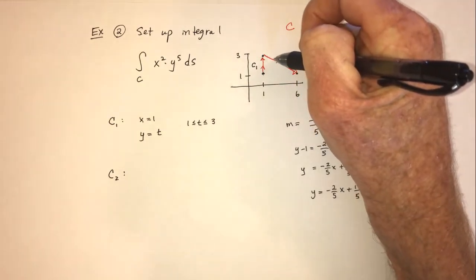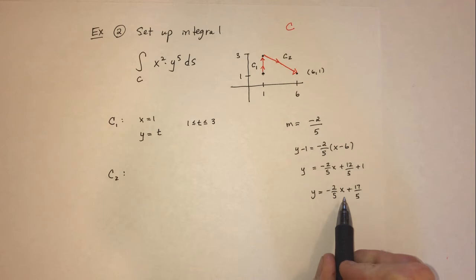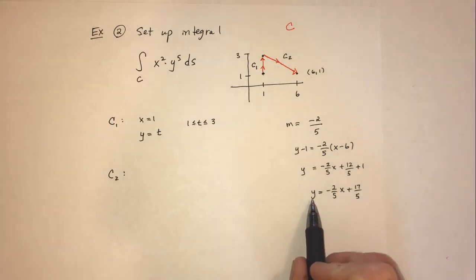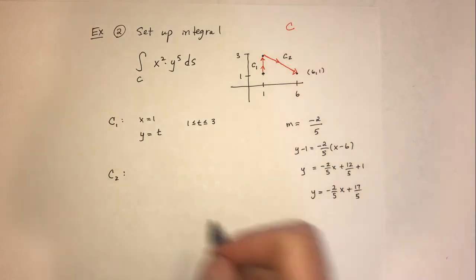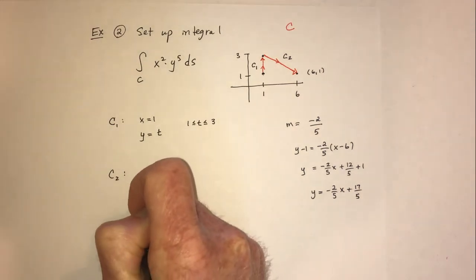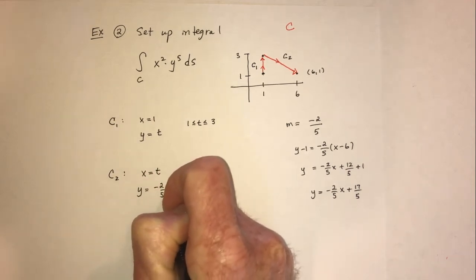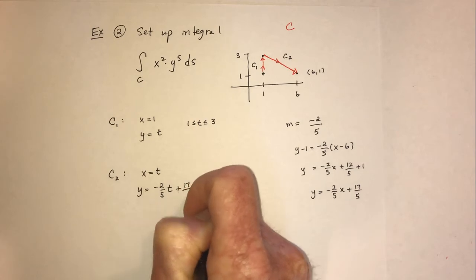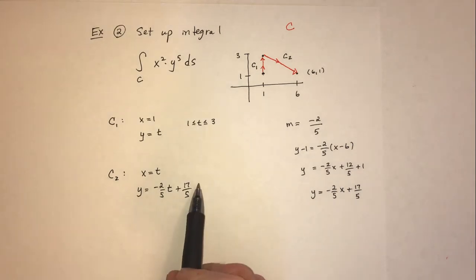So to make this line right here, what I could do is just say, let x equal t, and then y will equal this times t plus 17 over 5. So let x equal t, and y equals negative 2/5 t plus 17/5. Now, what do I put for the limits on t?